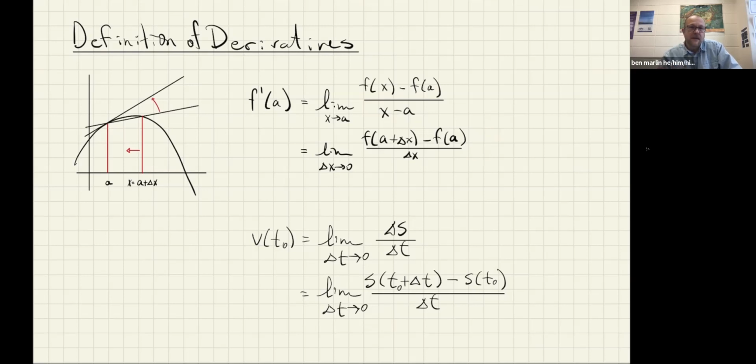On the other hand, instead of slopes, we could instead be talking about velocities. And with velocity, you're talking about a change in position divided by a change in time. But in both these cases, we are then talking about a limit. And so that limit has your change in time or your change in x going to zero.